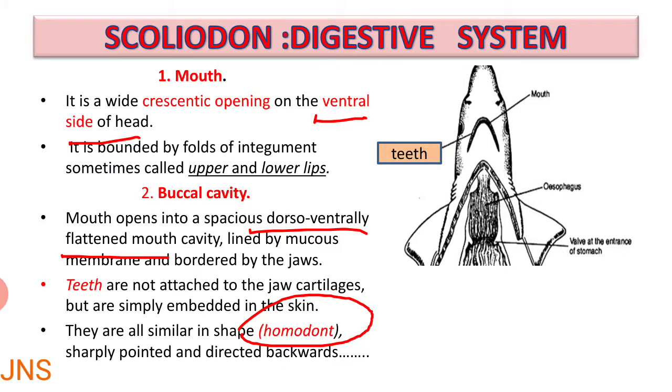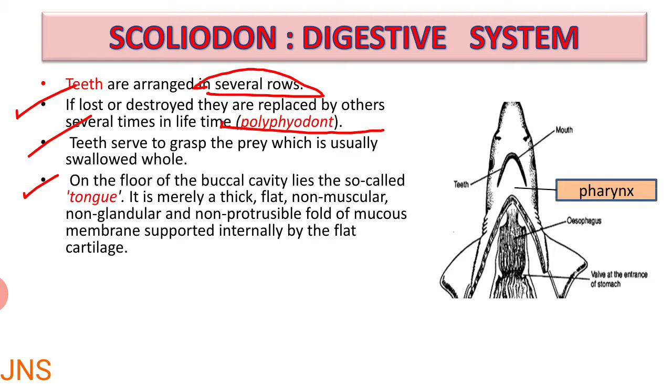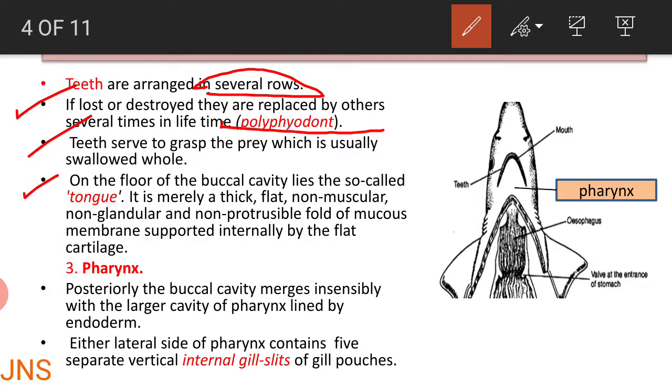Then the next part is the pharynx, which is the third part of the alimentary canal. Posteriorly the buccal cavity opens into the pharynx, which is a larger cavity lined by endoderm. On the lateral side, this pharynx contains 5 separate vertical internal gill slits, gill pouches. The pharynx is the common passage for the respiratory and digestive systems.